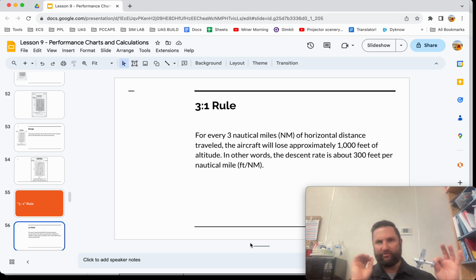You might be a little ahead. You might be a little behind, but you'll be way closer than just saying, I'm going to wait till I see the airport and then descend. Well, okay, what if it's night, or what if it's behind a mountain? You want to have tools like this to be able to do that. Especially if you're going to take our flight simulator lab class, you're going to want to know that rule. We're going to use it quite a bit.